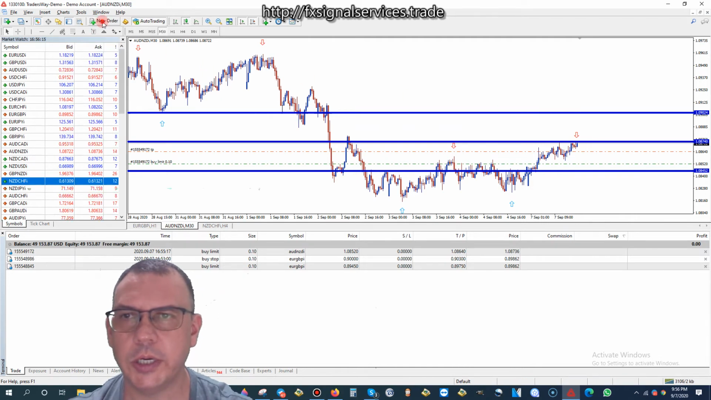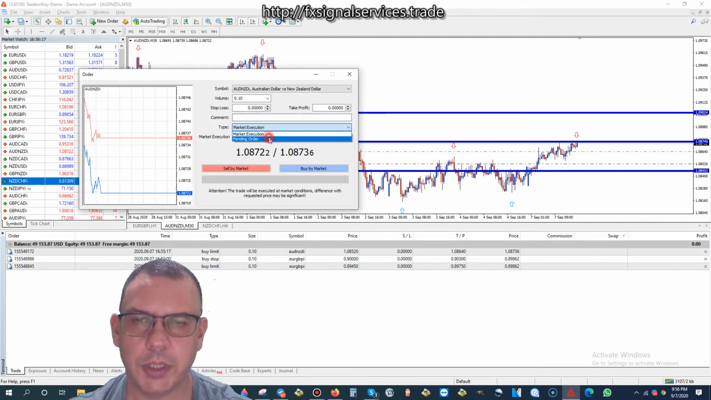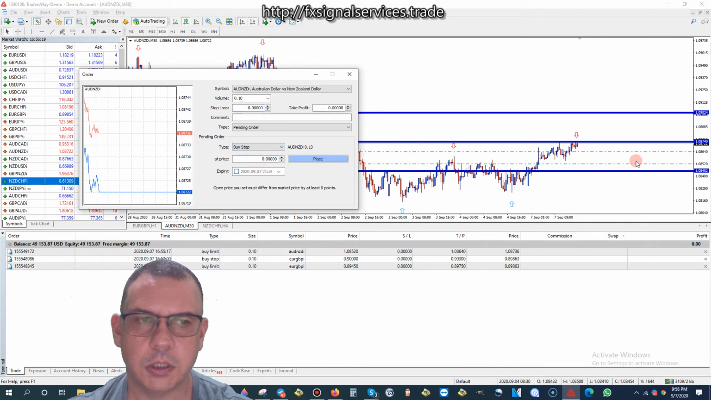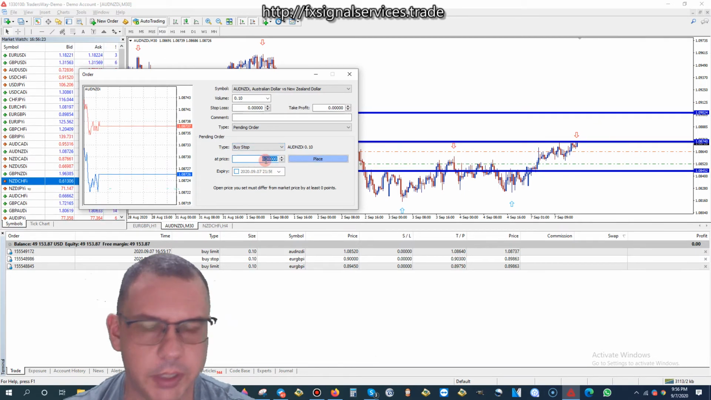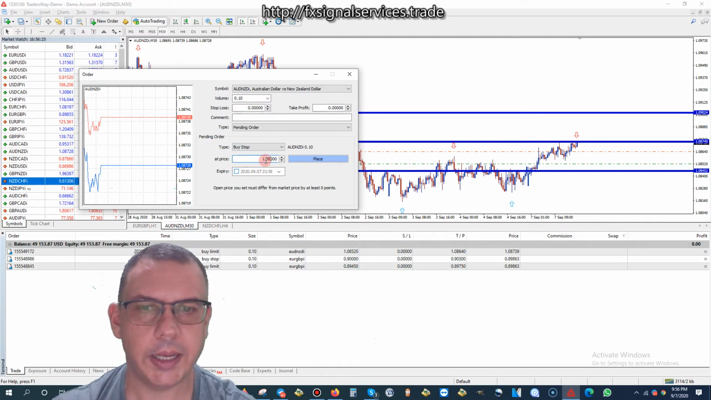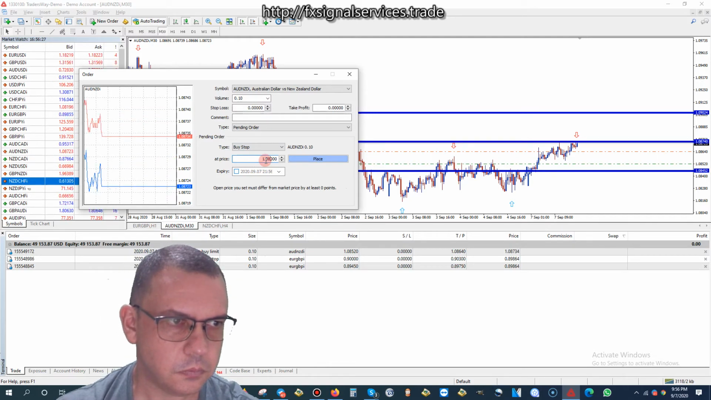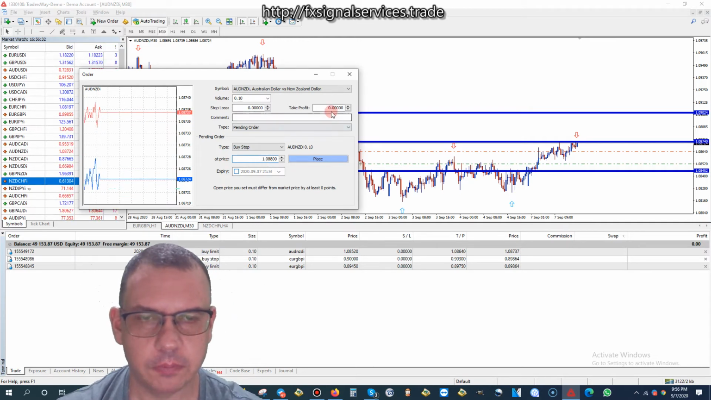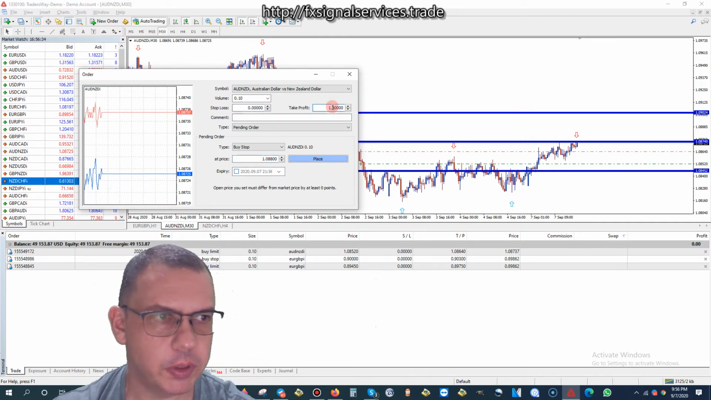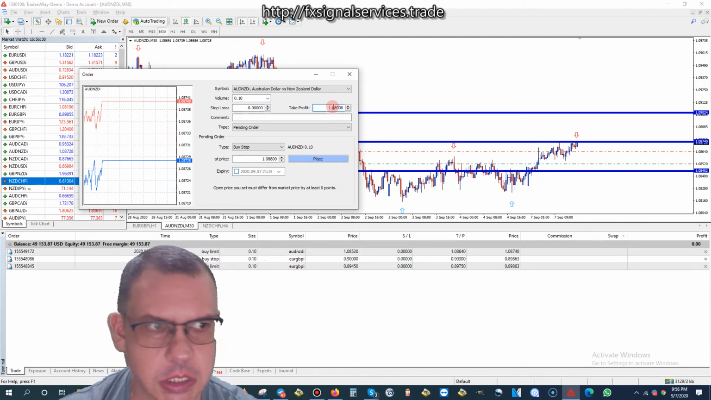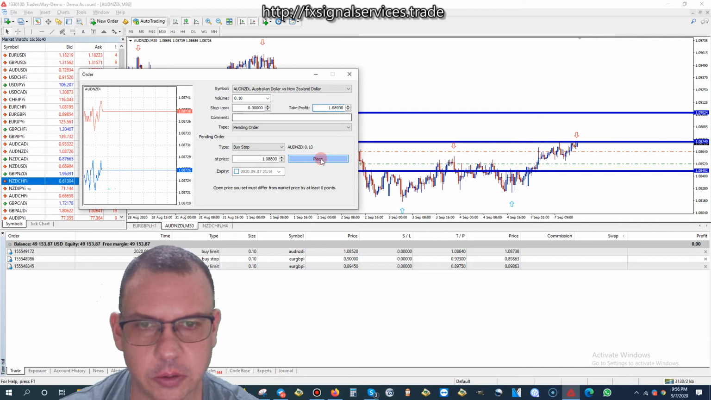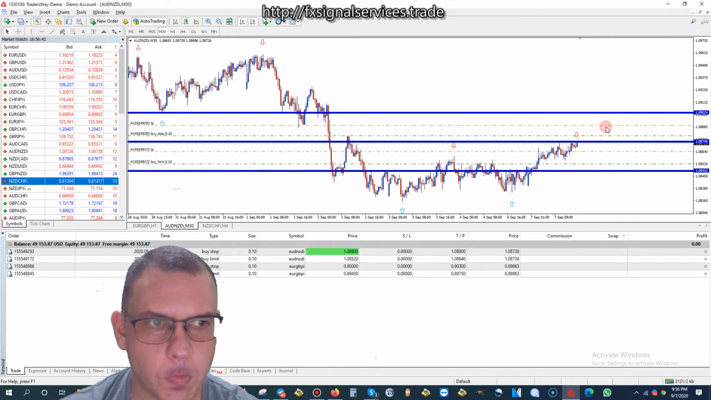So what we can do here is put a buy stop pending order slightly above our current resistance, and we're going to put this at 1.08800, make it even, and take profit at 1.08900. Yeah, it's only giving me 100 pips, right? I could increase that a little bit.